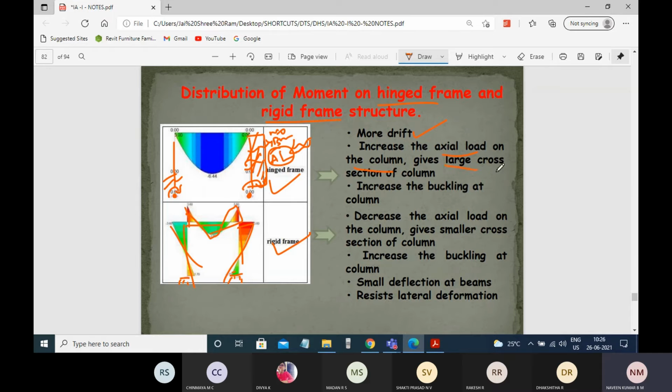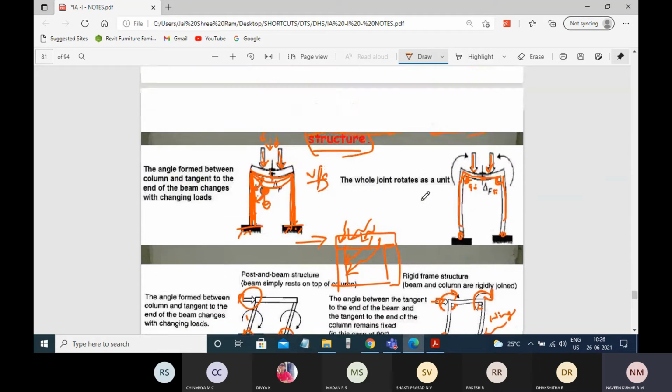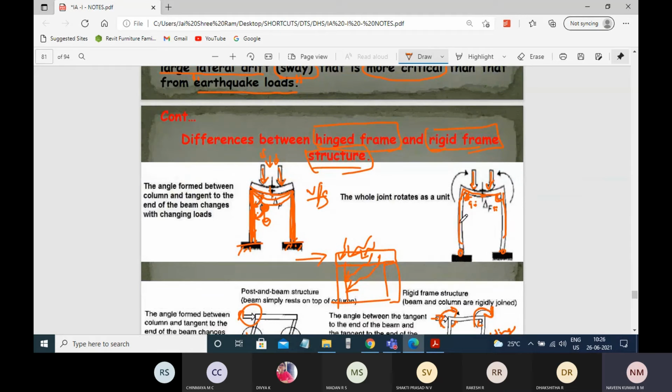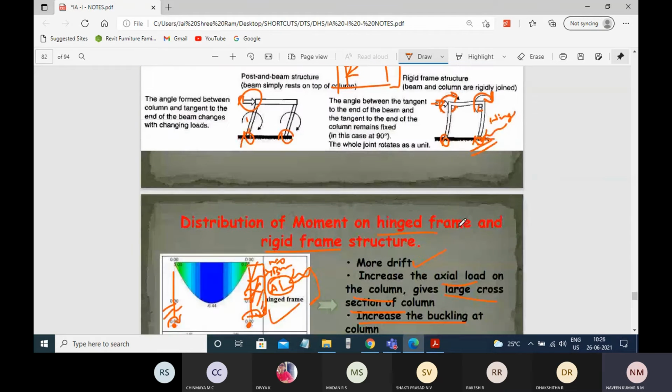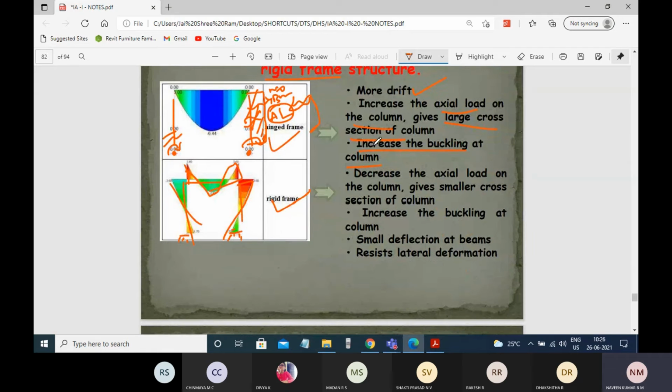So you can see that: large cross section of column. Cross section is nothing but size only, right? And increased buckling in the column. Because of hinge support, you can expect the buckling in the column, as we have seen in the previous figure. So these are all the disadvantages in case of hinge frame.